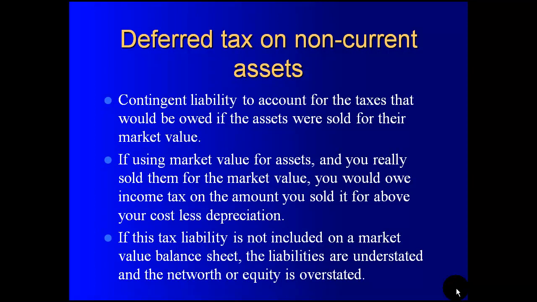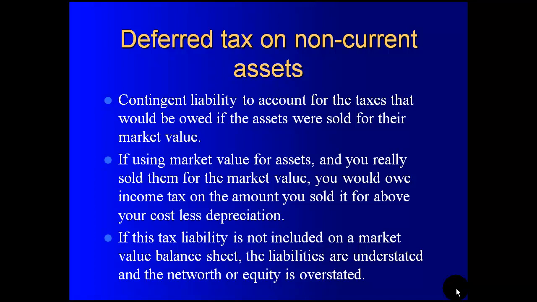Deferred tax on non-current assets. This is a contingent liability to account for the taxes that would be owed if the assets were sold for their market value. For example, that tractor that we were talking about earlier has a book value of 0 but a market value of $60,000. If we actually sold it for $60,000, we'd have $60,000 worth of gain on our income taxes and would owe taxes on that. So if we're using that market value for the assets and we sold them for that market value, we would owe income taxes on the amount we sold them for above the cost less the depreciation. We'd owe income taxes on that $60,000.